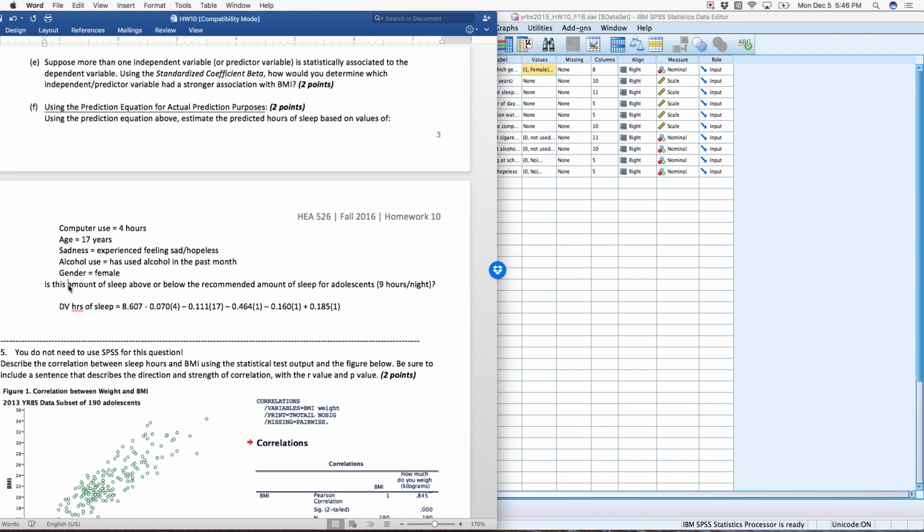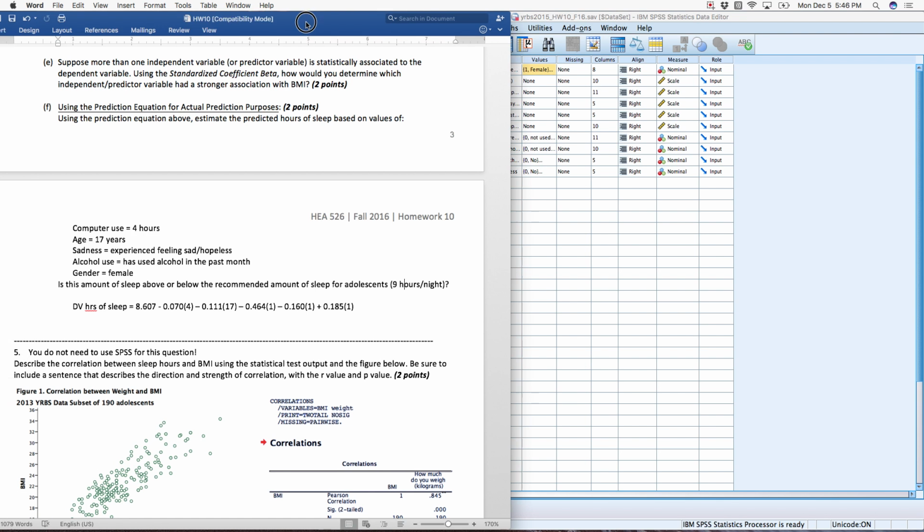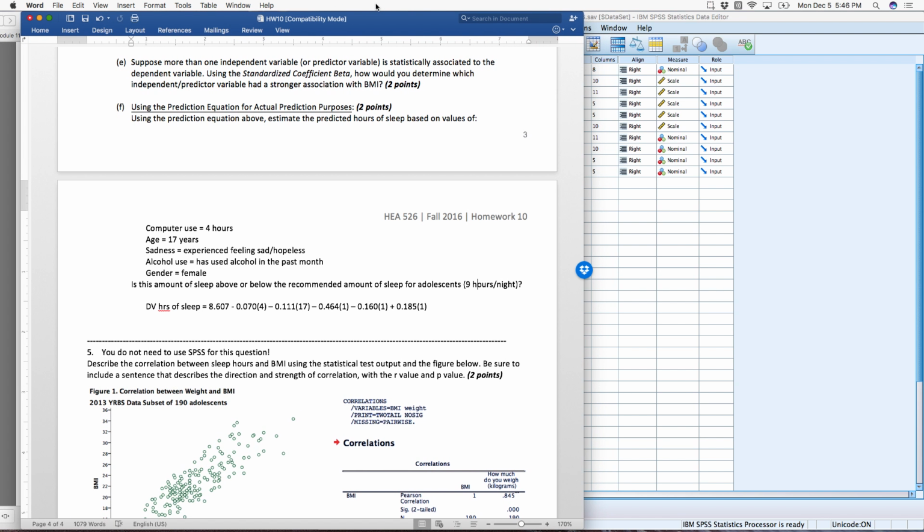And the last part of this question is just asking about that predicted amount of sleep. It should come out to something in a range of values that seems like how many hours of sleep someone might get. Is it above or below the recommended 9 hours of sleep for adolescents? So if your value is 10, it would be above the recommended hours. If your value is 8, it would be below the recommended number of hours. So make sure you calculate that number and answer that question. Now that we did one together, does it make a little more sense? For that part at least.